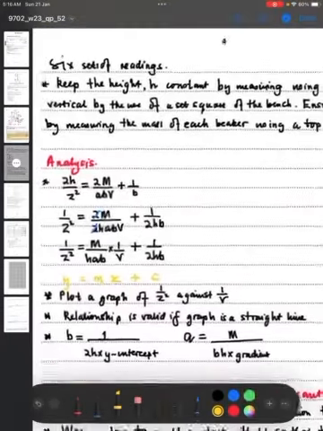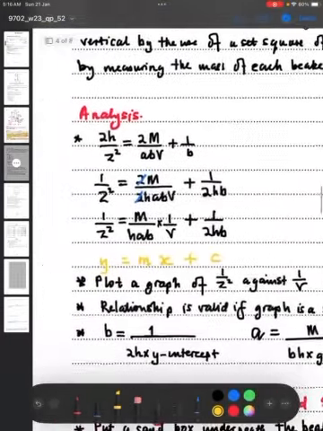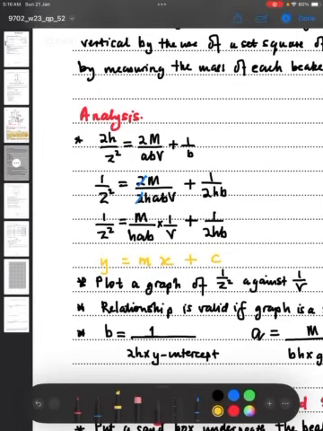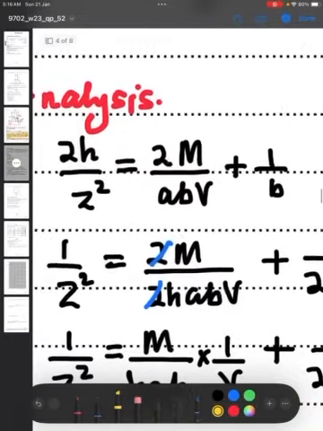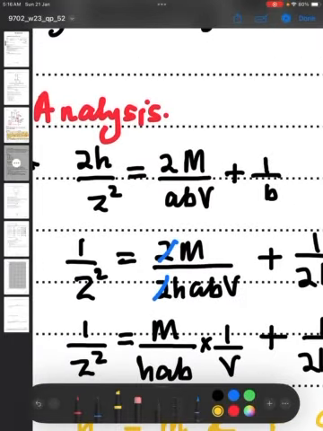Okay, next is the analysis stage. The analysis stage is where we decide what graph we must draw, since we have 6 sets of readings, to be able to obtain the things that we want to obtain. So this here is the equation that we are given. If this is the equation that you have been given, what graph should we draw? That would be a straight line.